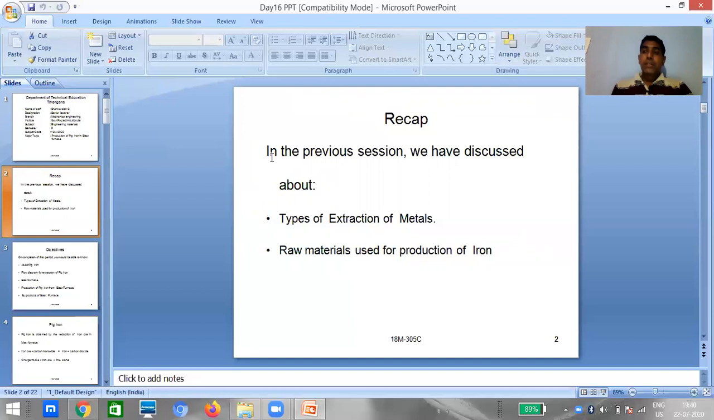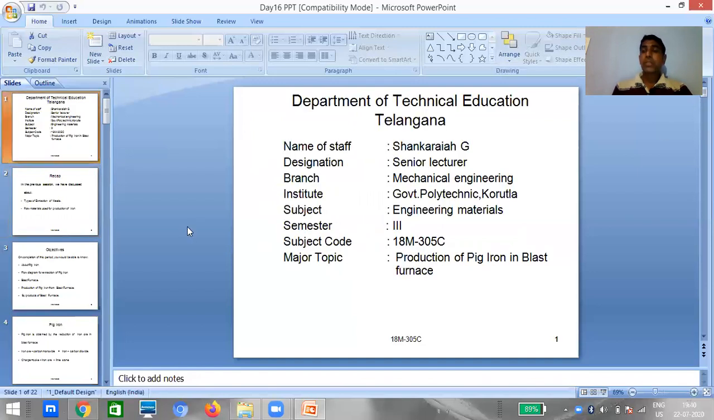Okay, later we have discussed different furnaces for making steel. In that one we have discussed LD converter, Bessemer converter, open hearth process, and later we have discussed electrical furnaces. In electrical furnaces we are having electric arc furnaces and electric induction furnaces. Those things we have discussed in the previous session. If you see here, what we are going to discuss today.